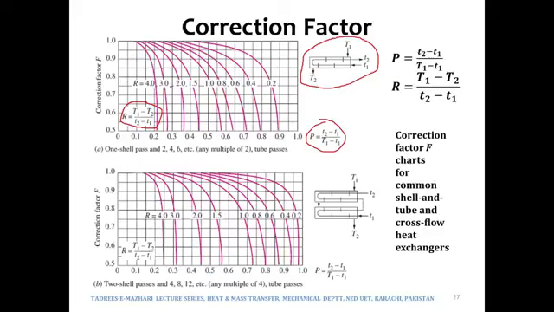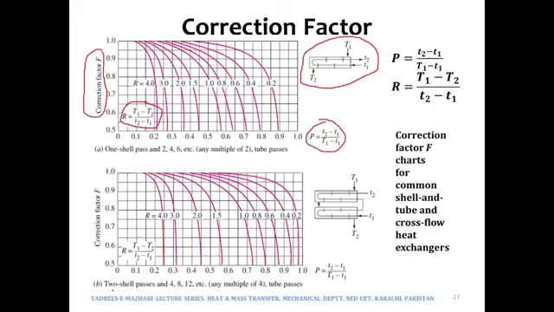These are the lines for R, curves for R, and on the x-axis we have got the values of P. So we will intersect, and from the y-axis we will read out the value of the correction factor. So this is how we would be finding out the correction factor if it is the case of a multipass heat exchanger or cross flow heat exchanger.